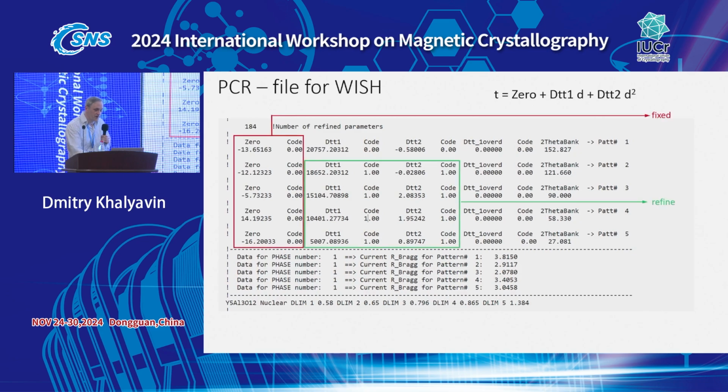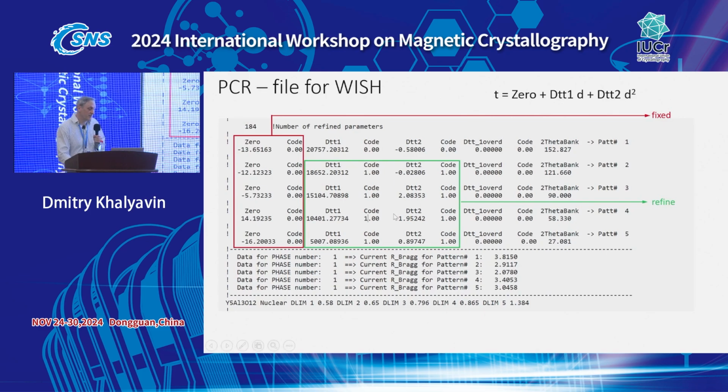So the practical advice on how to deal with them: always keep zero shift fixed. If you do a multi-pattern refinement, keep zero shift fixed for all. And at least for one bank, usually the highest resolution bank, it's also a good idea to keep DTT1 and DTT2 fixed and not refine them, for the one bank with the highest resolution, the highest scattering angle.